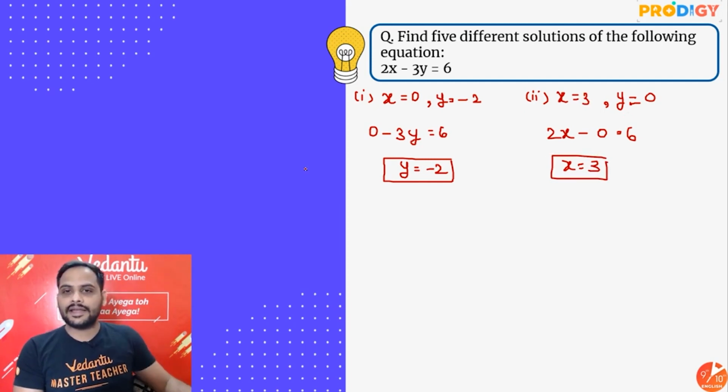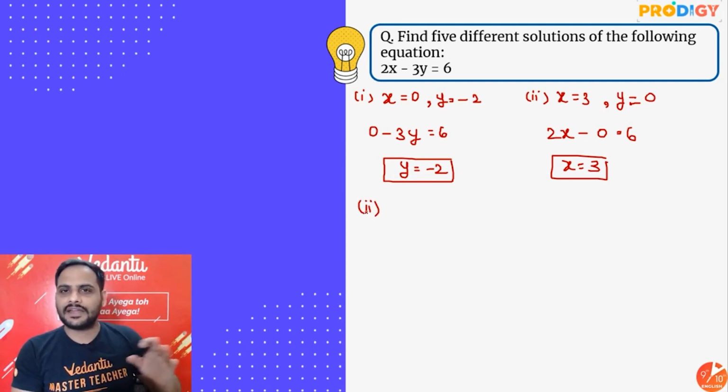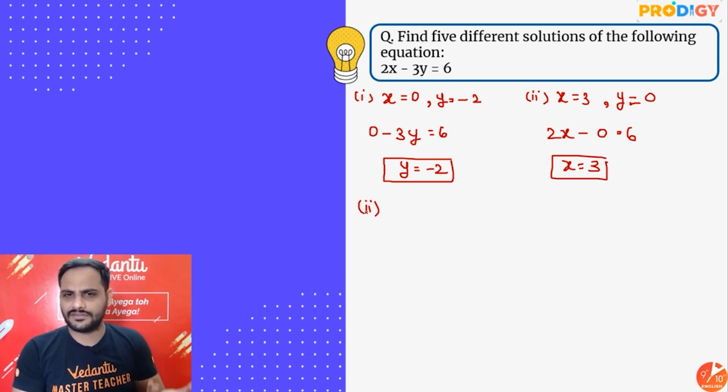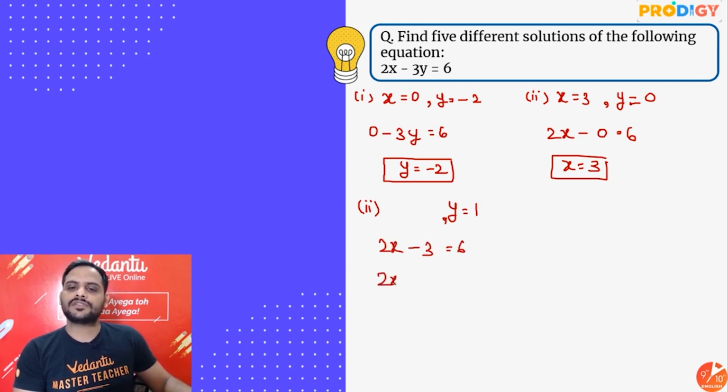We can move ahead and take, let's say, if you want only integer values, try to see those values where we get an integer answer, otherwise even a fractional answer is fine. Let's say I start now with y is equal to 1. So 2x minus 3 into 1, which is minus 3, is equal to 6. Shift minus 3 over, 2x is equal to 9, since 6 plus 3 is 9. So x is equal to 9 by 2, or we can say it is 4.5. So this is the third solution: x is equal to 4.5, y is equal to 1.